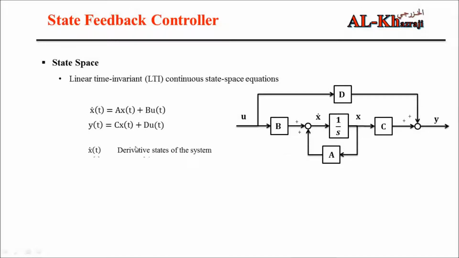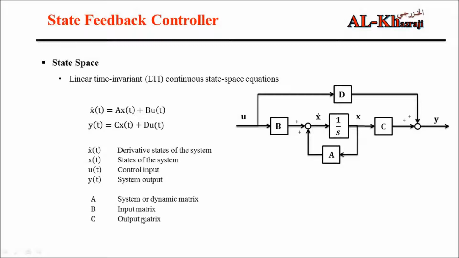Now, x dot is the derivative of the state of the system, x is the state of the system, u is the control input of the system, and y is the system output. About the matrices, A is the dynamic matrix of the system, B is the input matrix, C is the output matrix, and D is the feedforward matrix.